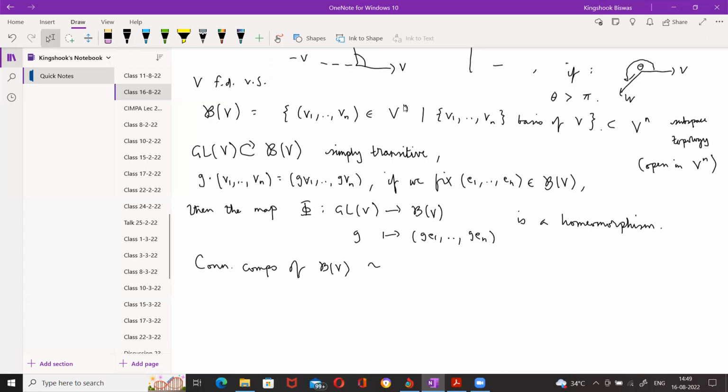are in one-to-one correspondence, because these spaces are homeomorphic, with the connected components of GLV, and the 2 connected components are GL plus of V, linear maps with positive determinant, and GL minus of V, linear maps with negative determinant, right?